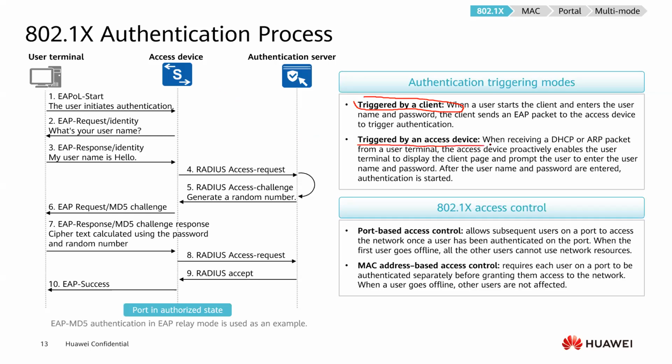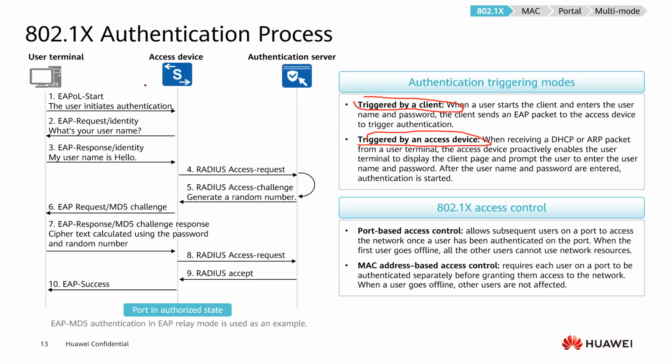And another is triggered by the access device. When the terminal sends an ARP or DHCP packet to the access device, and the device receives this kind of packet, it will redirect to the client software for the terminal, and just open the client page for the user to enter the username and password. So this mode is triggered by the access device.